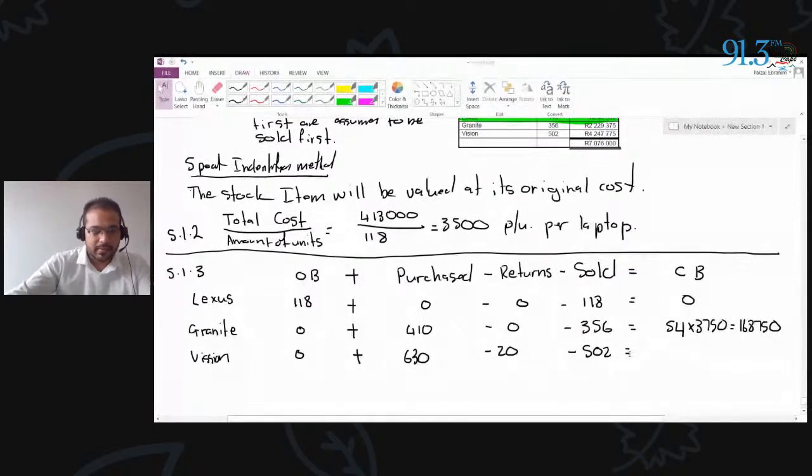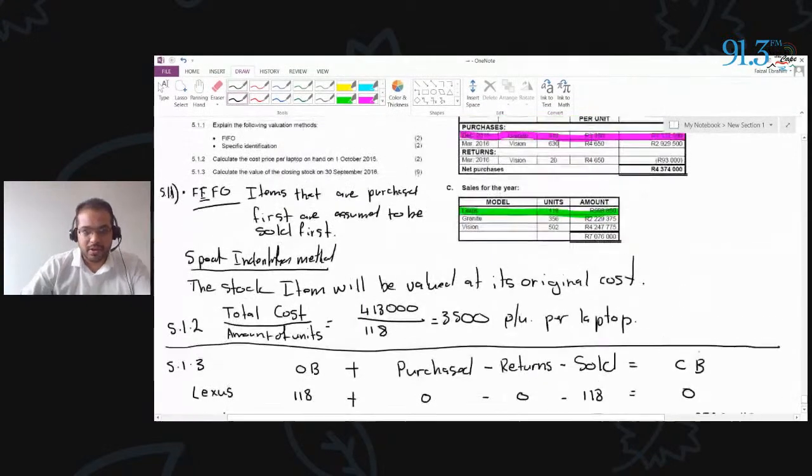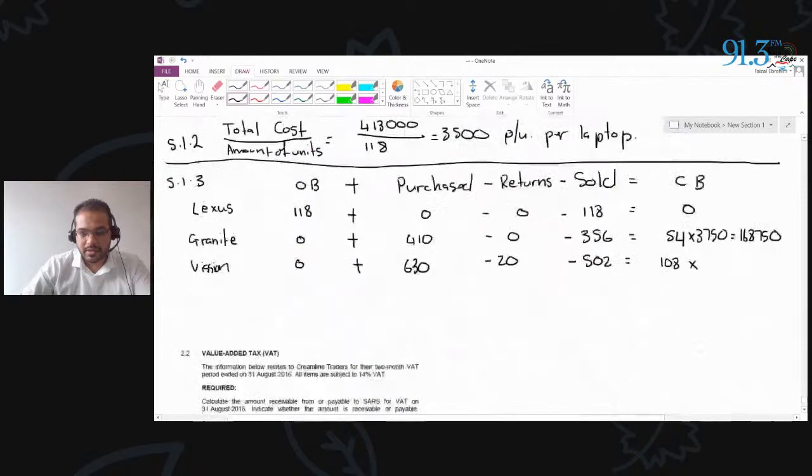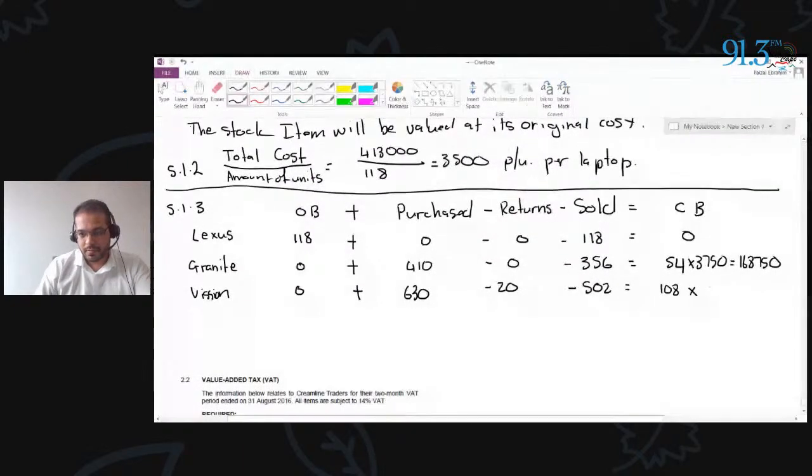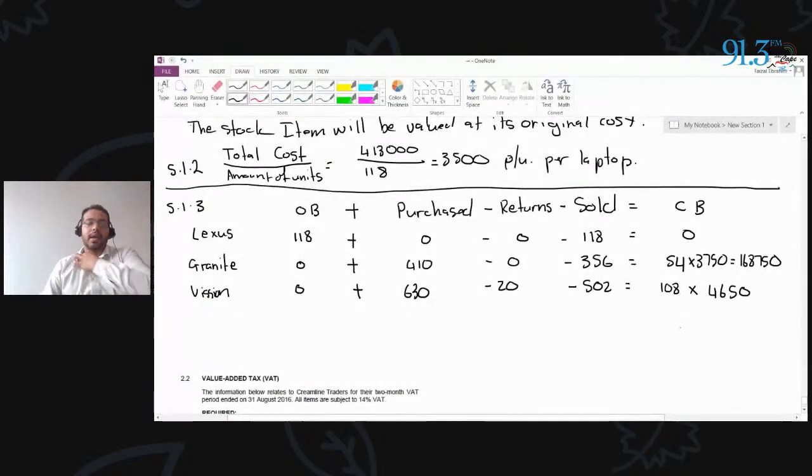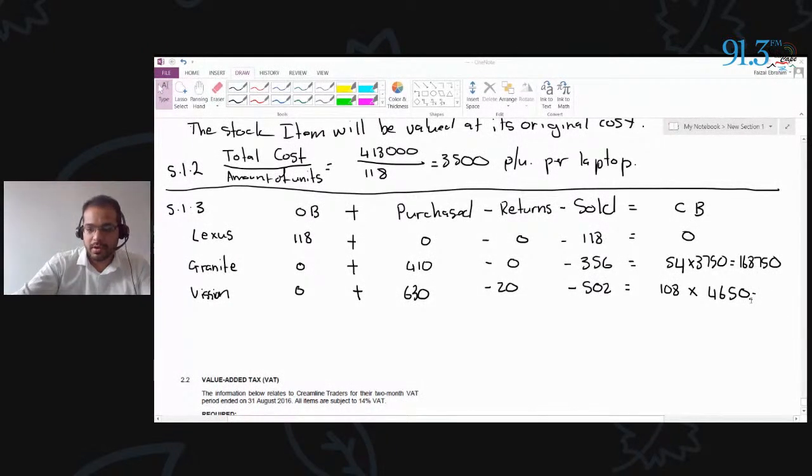So let's go again. My opening balance is 0. I'll put in my calculator 630 minus 20 minus 502. And then I have 108 units closing balance. And then I multiply this by the cost price, which was 4,650. If you multiply the two, take out your calculator, 108 times 4,650, and you get 502,200. Let's just confirm that amount again on my calculator, 502,200.